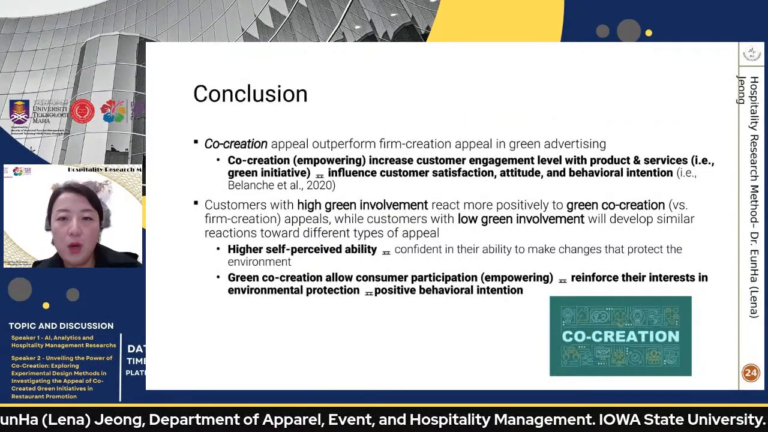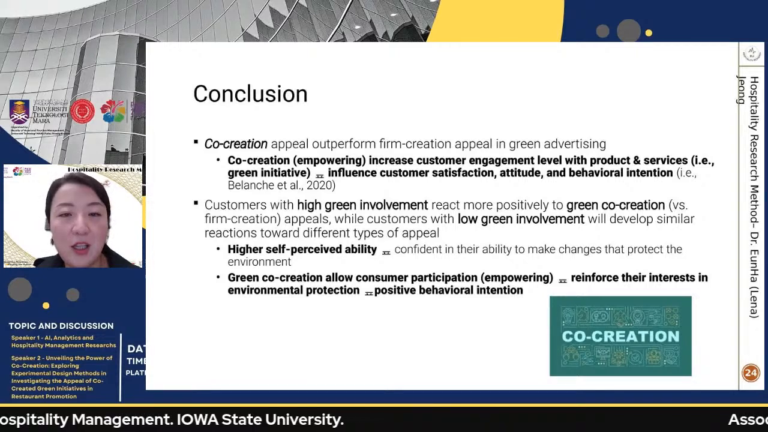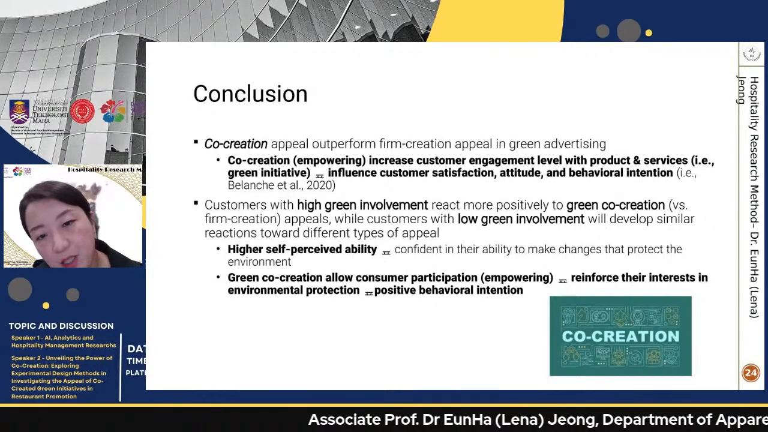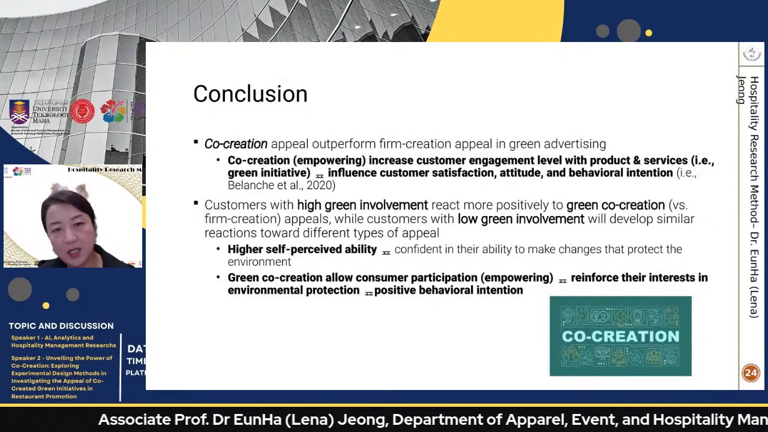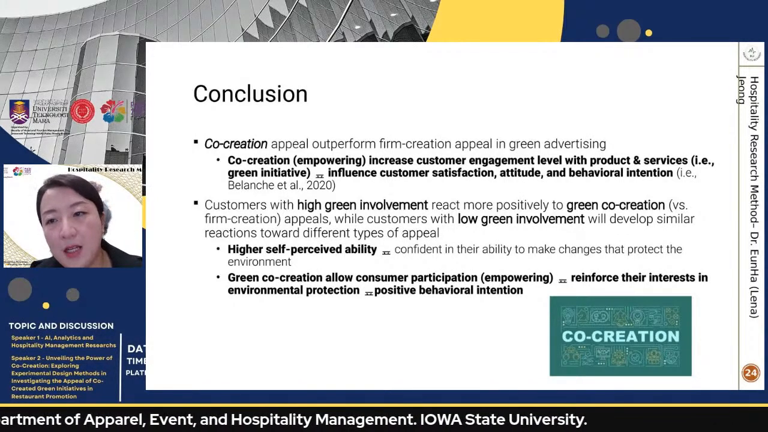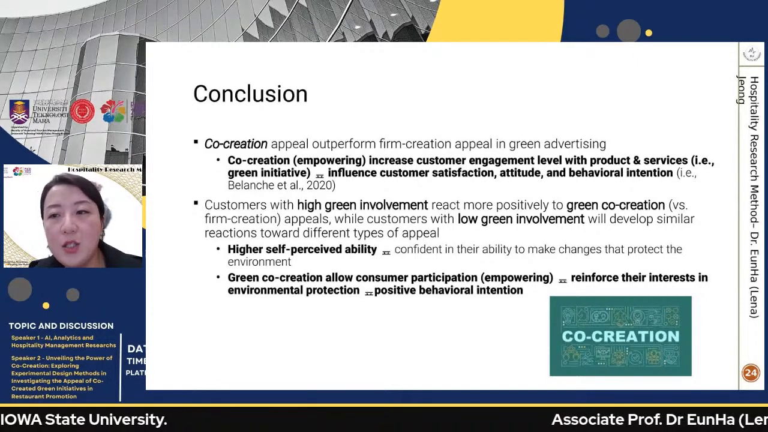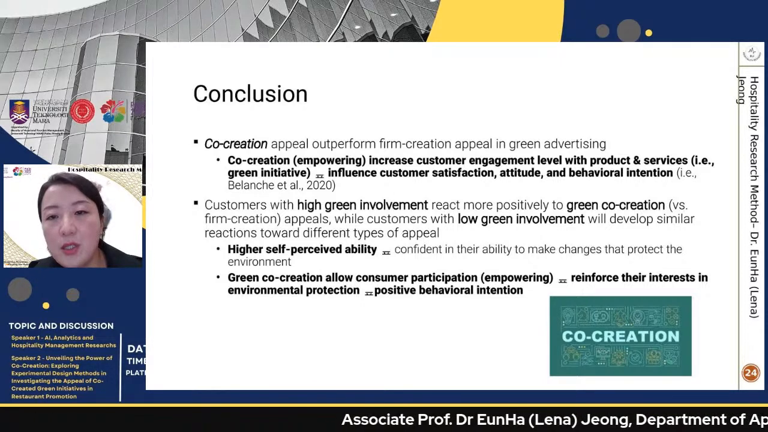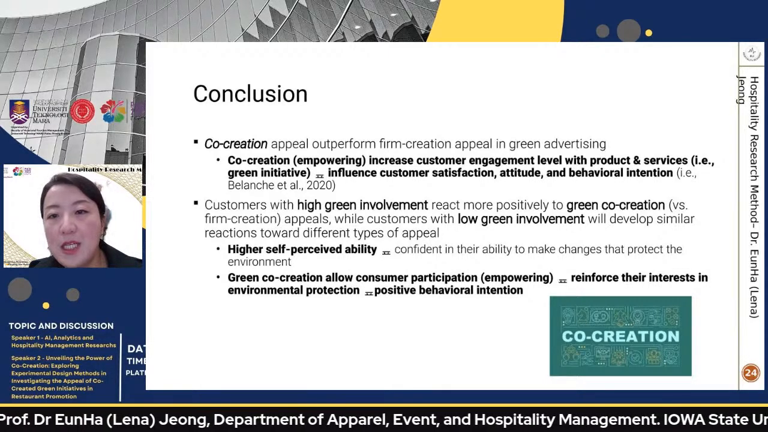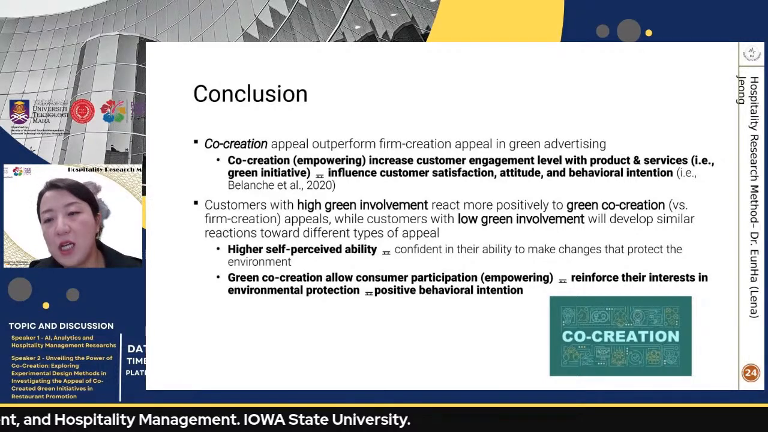Okay. So we just learned about the factorial design and how to design it, and we took a look at the result. And now, with the result, how we can conclude. So I'm going to briefly tell you what we found with this study. First, through the main effect testing, co-creation appeal outperformed the firm creation appeal in green marketing. This supports the previous literature that mentions co-creation increases customers' engagement levels with the product and services, because it influences customer satisfaction and attitude, and also behavior intentions.